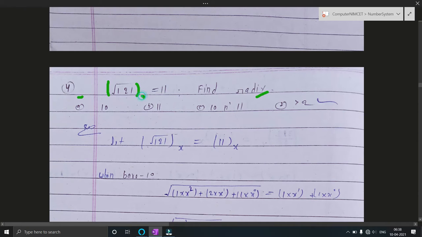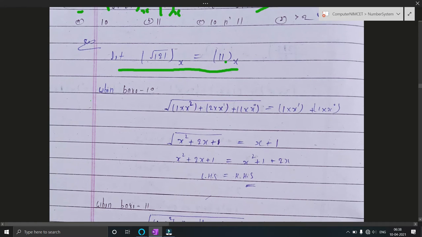So we can just assume it is base x. Let square root of 121 in base x equal to 11 in base x. Let's check it by the options as well. If base is 10, let x equal to 10. First convert it into decimal form. How can we convert any base to decimal? Just start with x power 0: 1 into x power 0, 2 into x power 1, 1 into x square. And similarly in RHS, 1 into x power 0, 1 into x power 1.